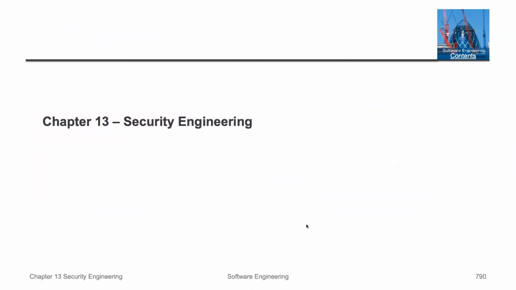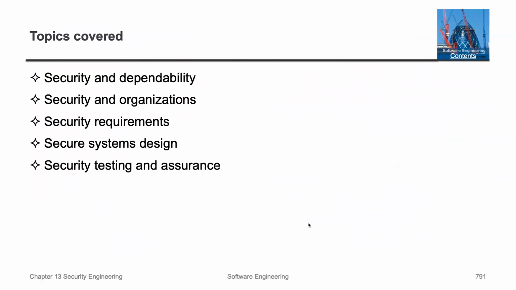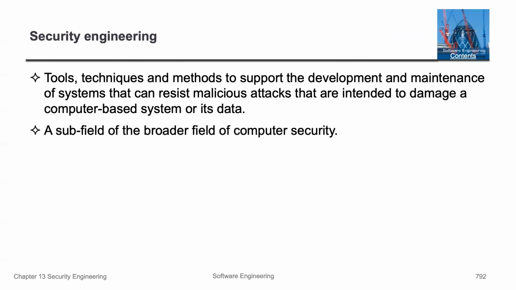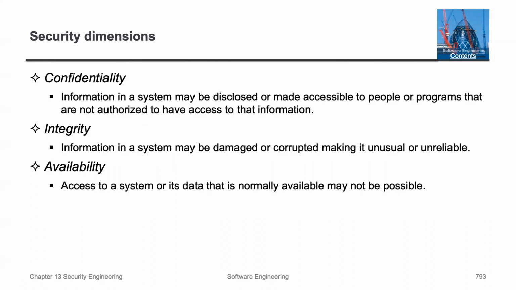And so the topics that we'll focus on are security and dependability, security and organization, security requirements, security system design, and security testing and assurance. So in general, security engineering consists of the tools, techniques, and methods to support the development and maintenance of systems that can resist malicious attacks that are intended to damage the computer-based system or its data. It's a subfield of the broader field of computer security. So we're getting into the whole cybersecurity area.